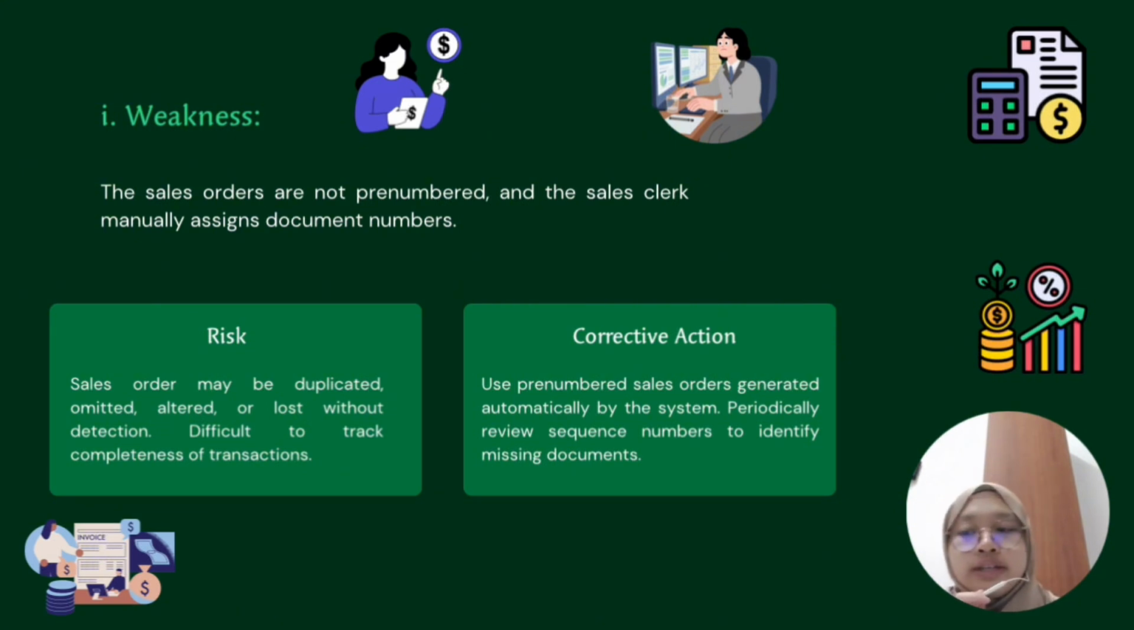To solve this problem, the company should use pre-numbered sales orders that are generated automatically by the system. The company should also regularly check the sequence of the document numbers to make sure that no documents are missing. This will help improve accuracy, reduce errors, and strengthen the company's internal control.